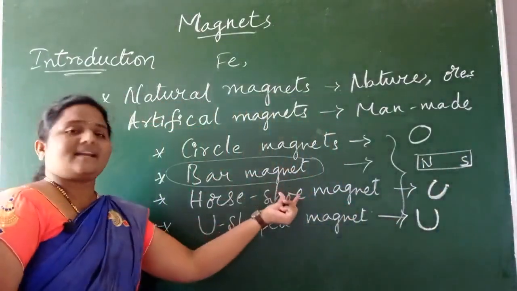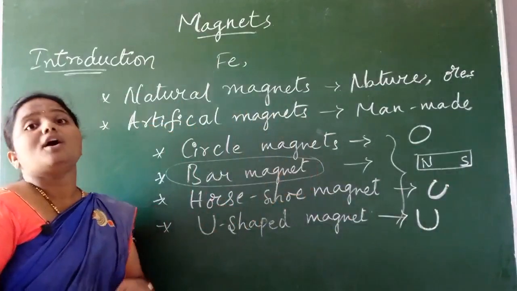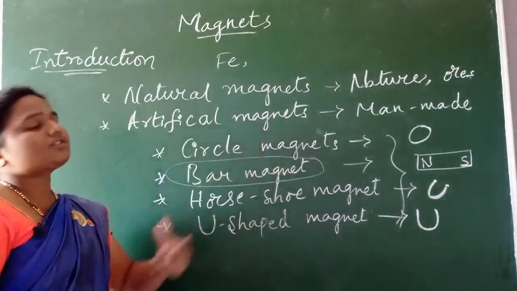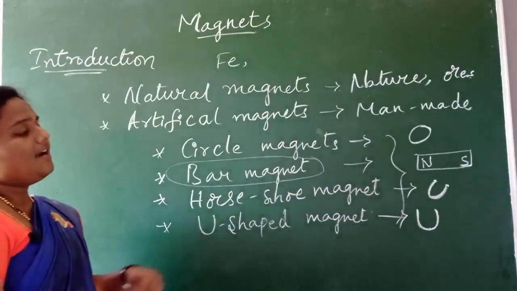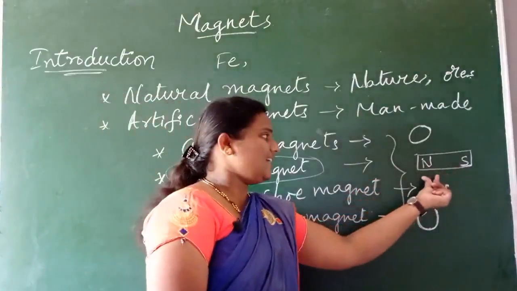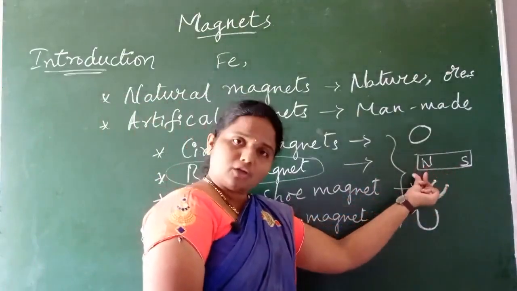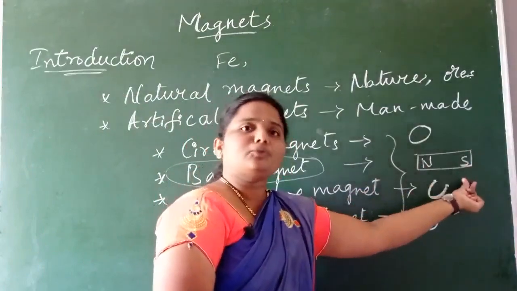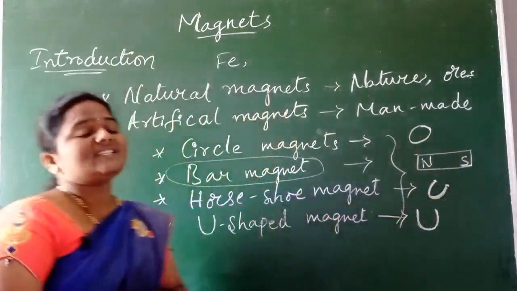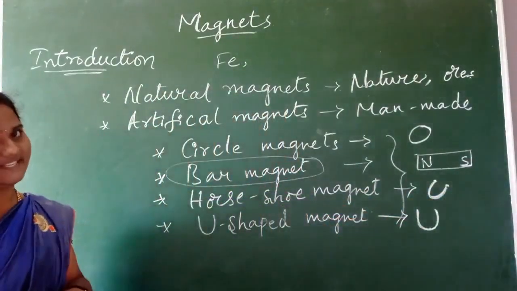And these ends are generally represented as North Pole and South Pole, children. Means the bar magnet also has what? Two sides, and those two sides are represented by N and S. N indicates the north side or north pole. S indicates the south side or south pole. Means the direction it is representing, children.